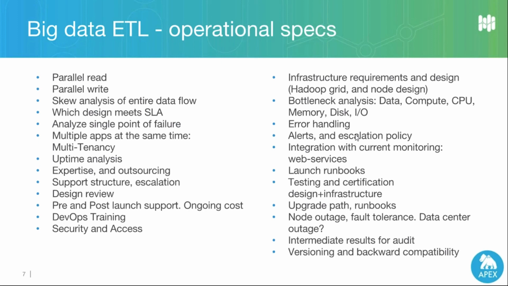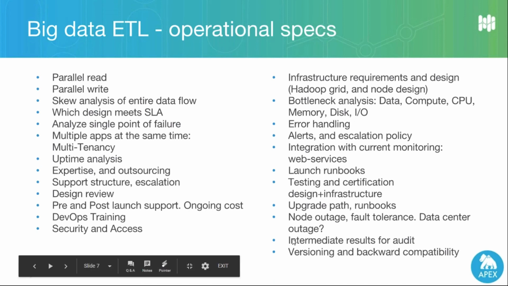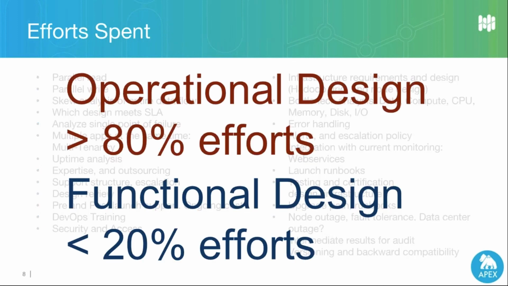Or obviously you need to do proper error handling, or you need to have provisioning for fault tolerance, node outages, and stuff like that, right? Or you might want, for audit purposes, the intermediate results or data lineage. You will need API compatibility, like versioning. So for example, if you upgrade to the new version of the same platform, it should not break your existing application, right?